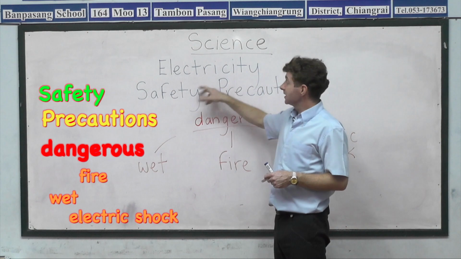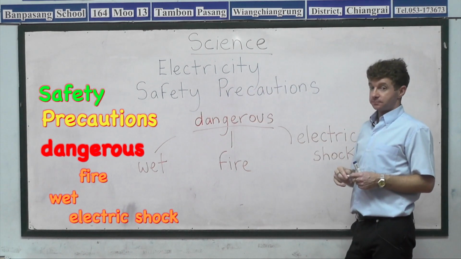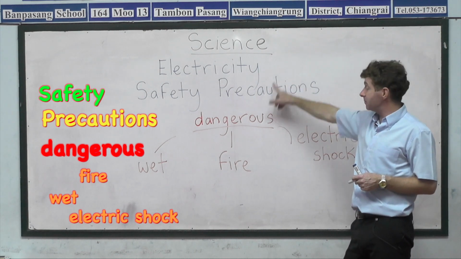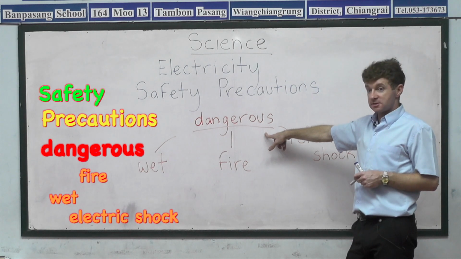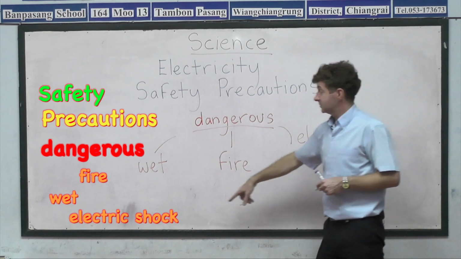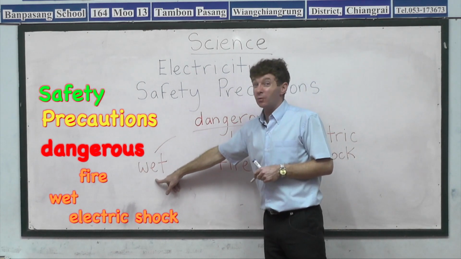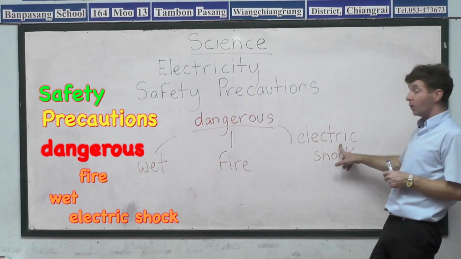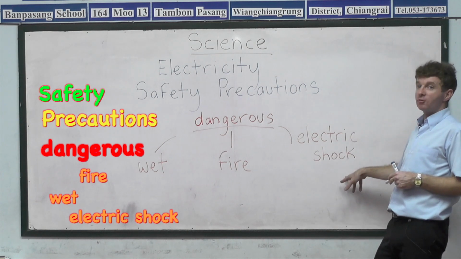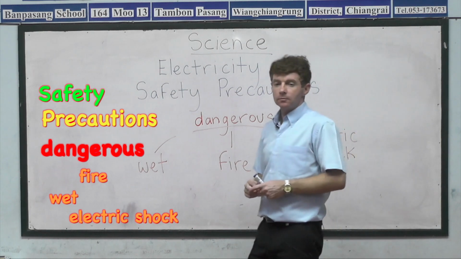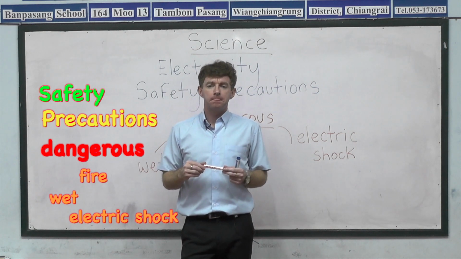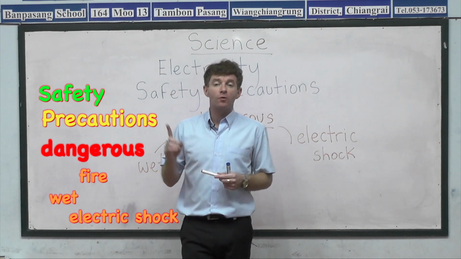So let's go from the top, guys. Electricity, safety precautions, which is what we're going to talk about today, because electricity can be dangerous. And 3 ways it can be dangerous is by fire, wet. If electricity gets wet, very dangerous, and it can cause electric shock. Any other ideas? When else can electricity be dangerous? No ideas? No, that's okay, we have some already.